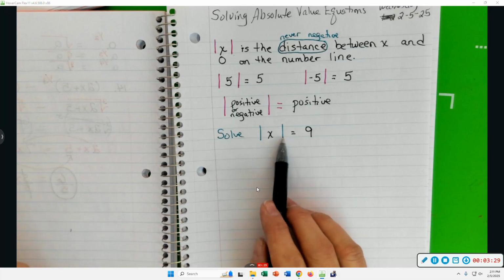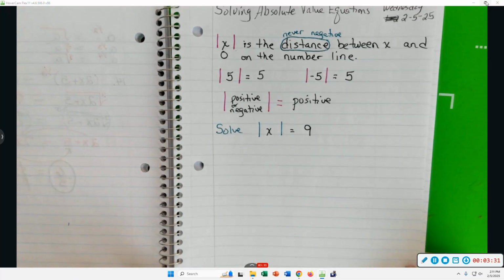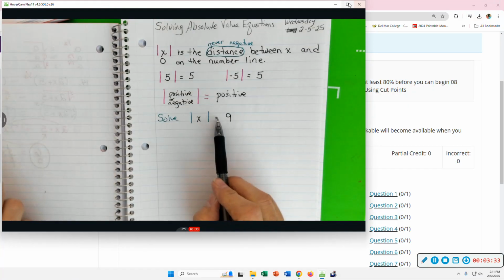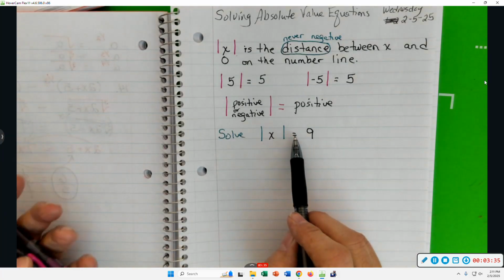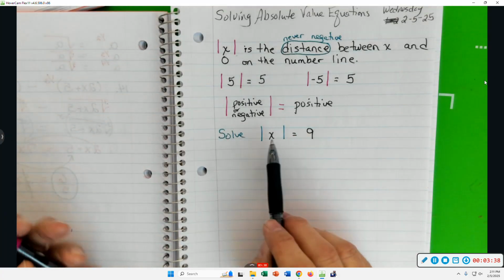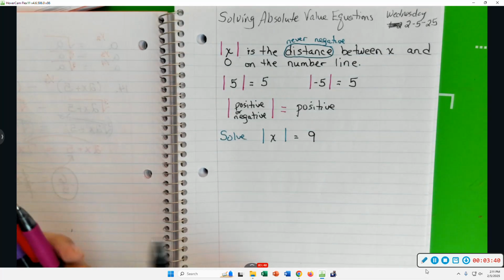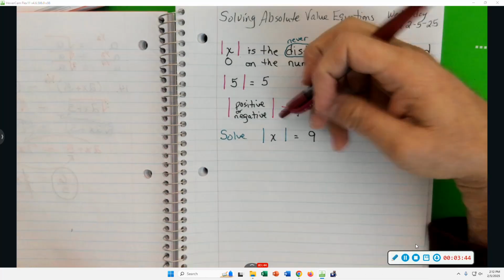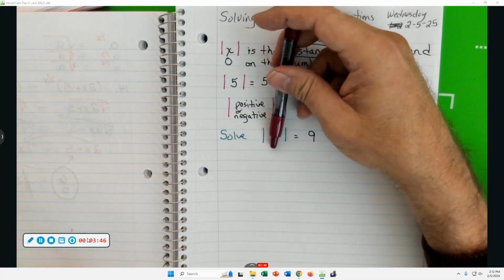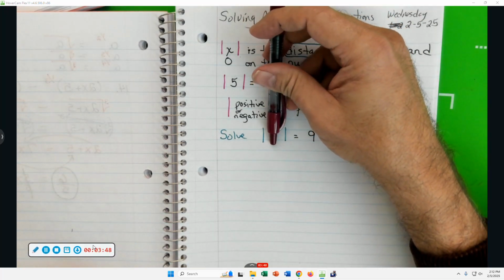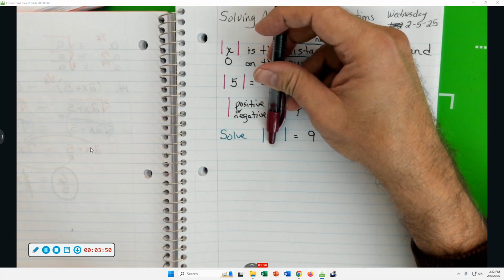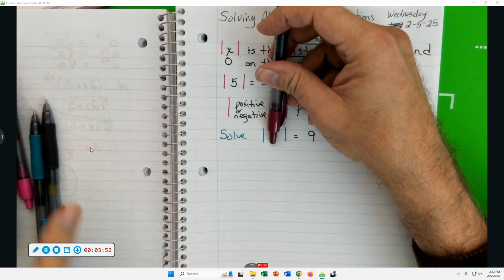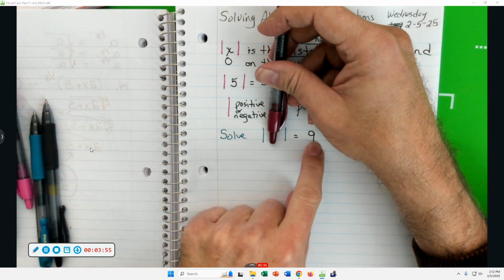The vertical bars make it mean absolute value. The fact that there's an equal sign means it's an equation. Solve absolute value of x equals 9. Here's my thought process. I'm just thinking to myself, what are the only numbers that can be inside those absolute value bars? Give me a number I could put inside there that would have absolute value equal to 9.